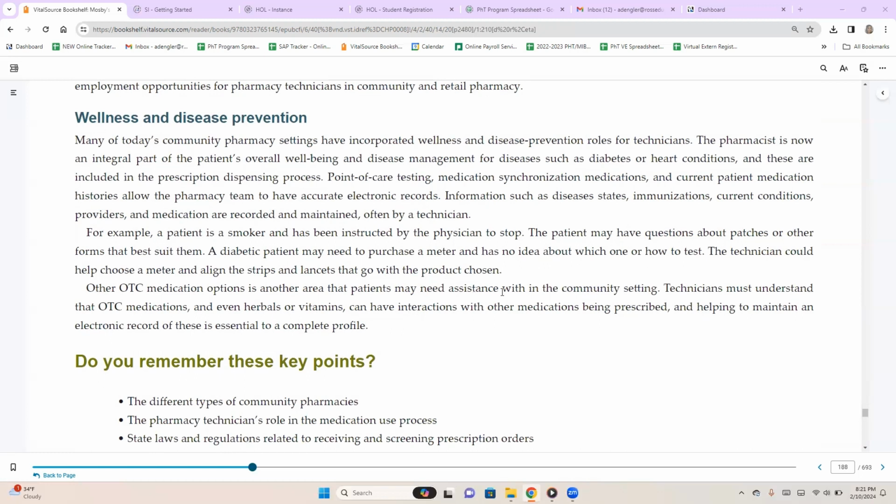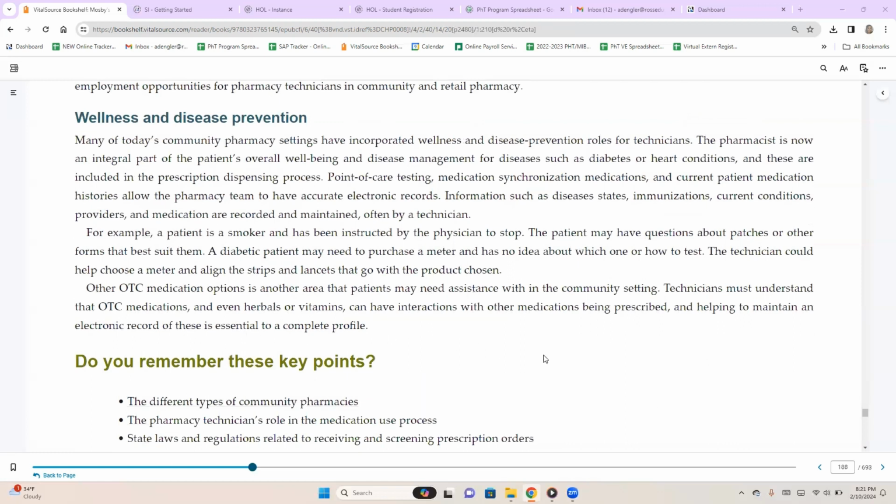For example, a patient is a smoker and has been instructed by the physician to stop. The patient may have questions about patches or other forms that best suit them. A diabetic patient may need to purchase a meter and has no idea about which one or how to test. The technician could help choose a meter and align the strips and lancets that go with the product chosen.